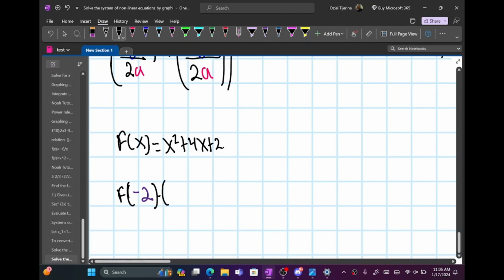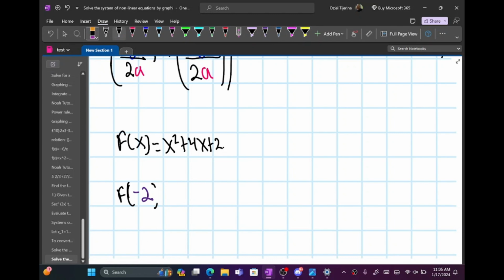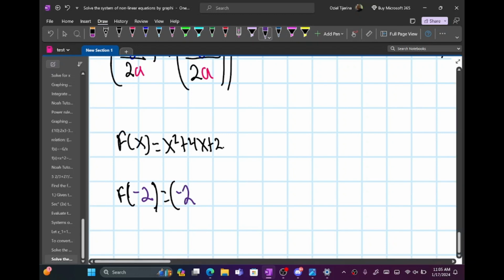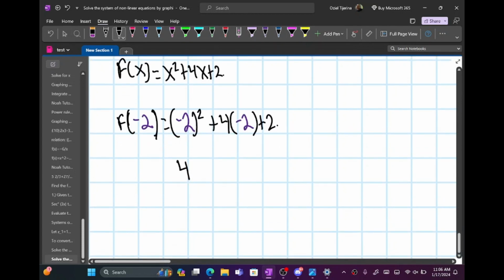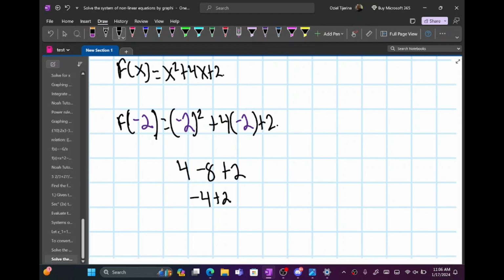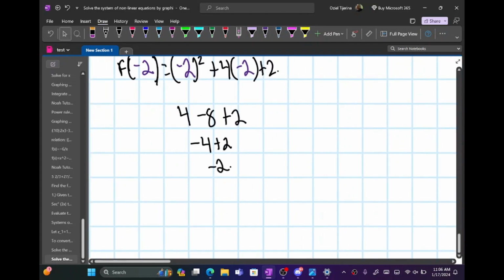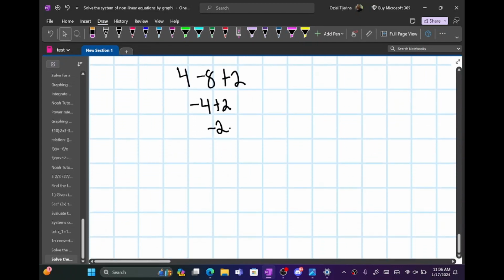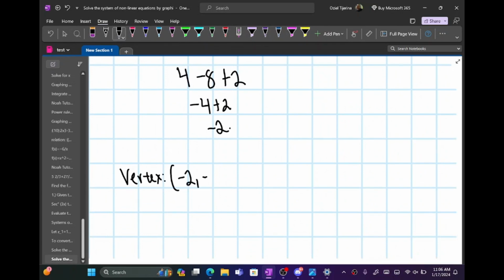The quantity -2, quantity squared, plus 4 times -2, plus 2. This equals 4 minus 8 plus 2, which is really -4 plus 2, which equals -2. So we know when x equals -2, y is equal to -2. So the vertex is the point -2, comma -2.